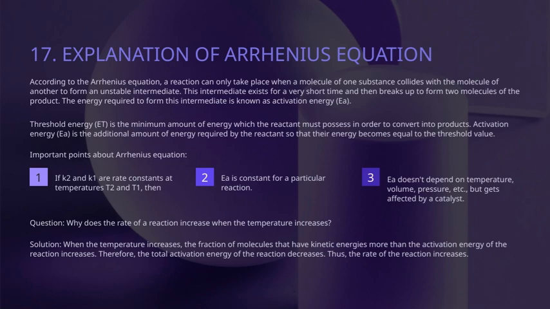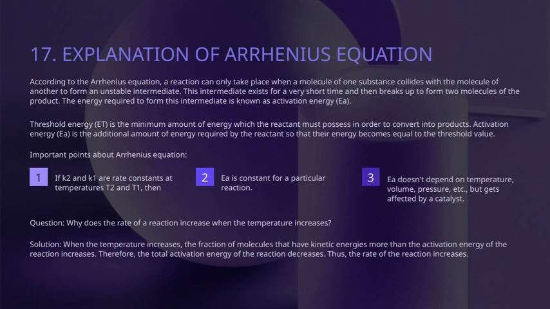According to the Arrhenius equation, for a reaction to happen, molecules must collide with enough energy to form an unstable intermediate. This intermediate exists only briefly before breaking down into products. The energy needed to form this unstable intermediate is precisely what we call activation energy, E.